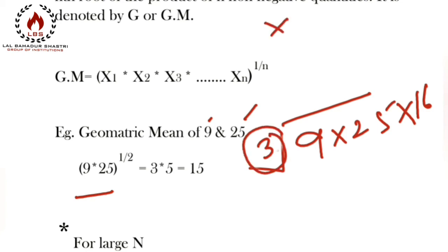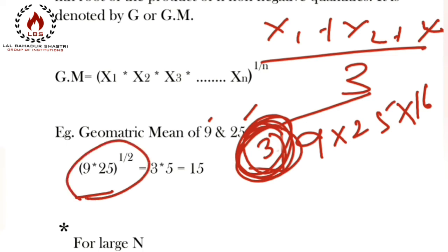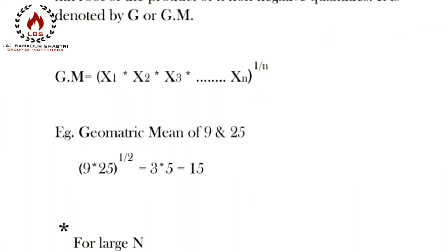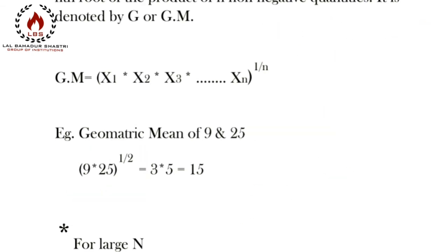Like we have x1 plus x2 plus x3, we have divided it by n, that is the number of observations. So this 3 is the number of observations. Whatever the number of observations, you have to take that root. So you can write it like this also, or you can write it like this, 2, 3, 4, whatever value we have in the question. Now suppose we have these small values, that is 9, 25, 16, 14. We can take the root easily.